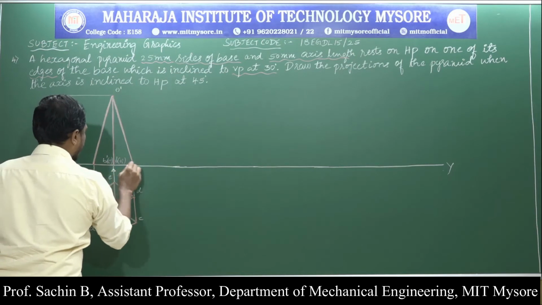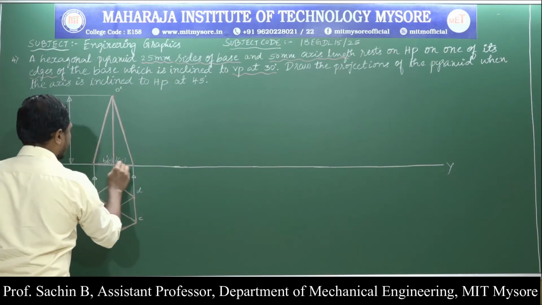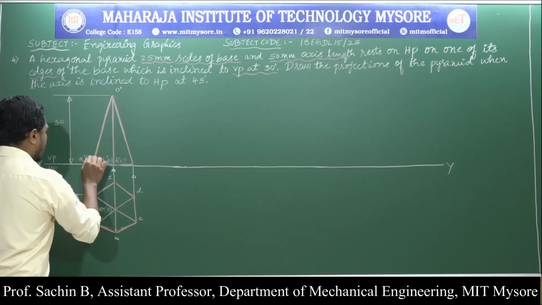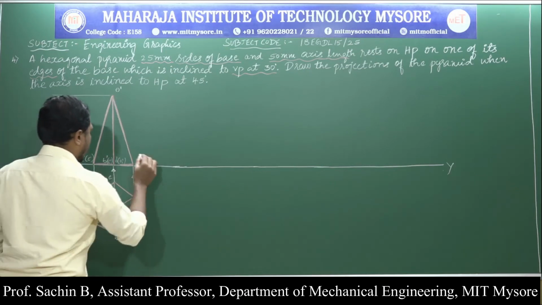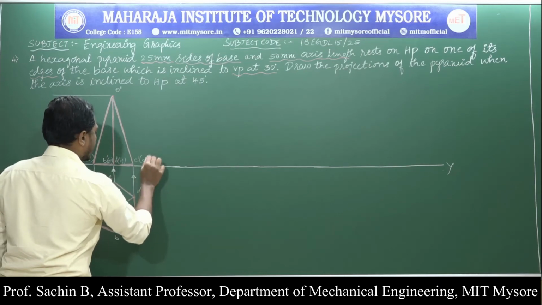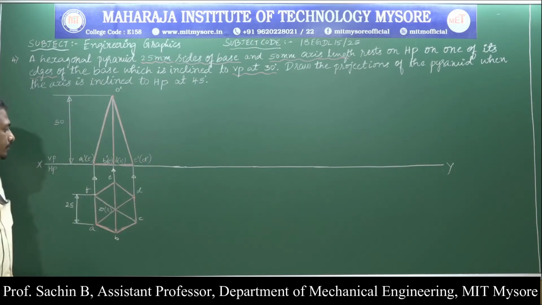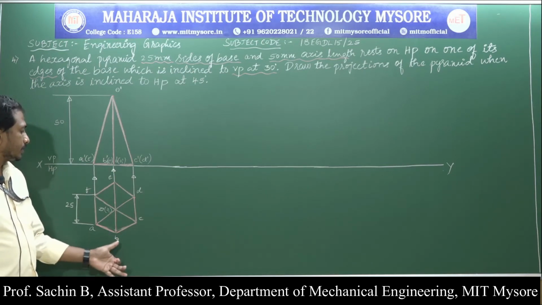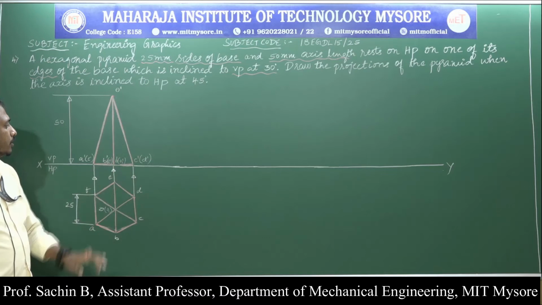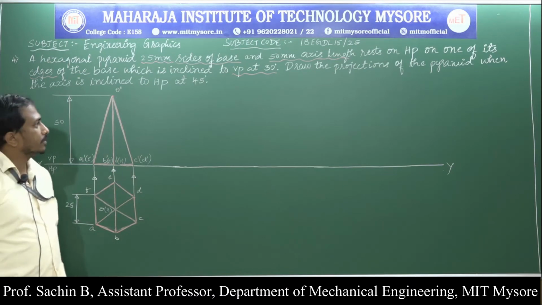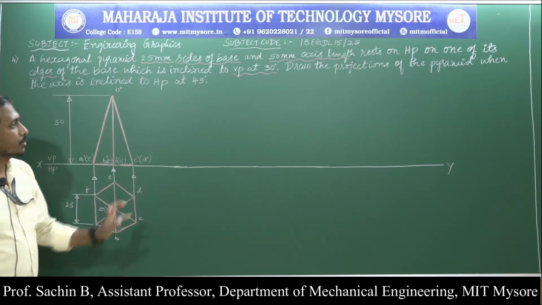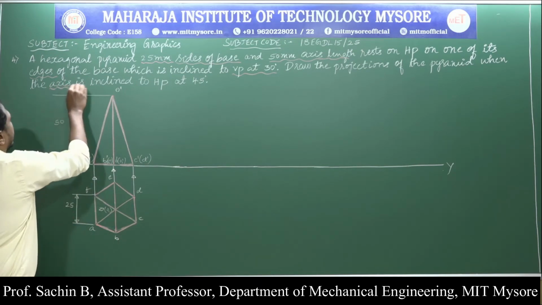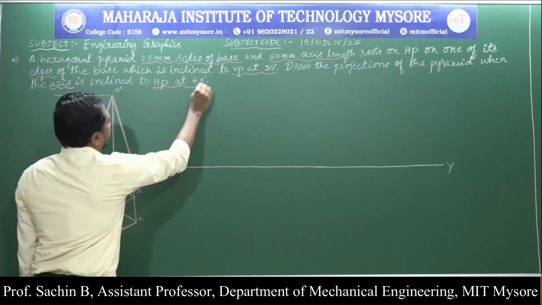The base is clearly visible for us. I am going to call this A dash to E dash and this point C dash to D dash. This is the first position of the object, by drawing its top view and also its front view. Next, they have given that in the last sentence, draw the projections of the pyramid when the axis is inclined to HP at 45 degree.